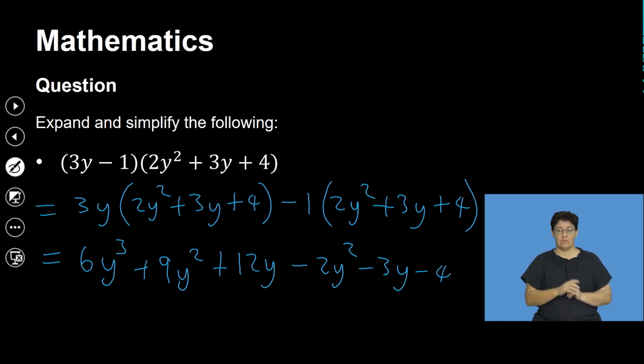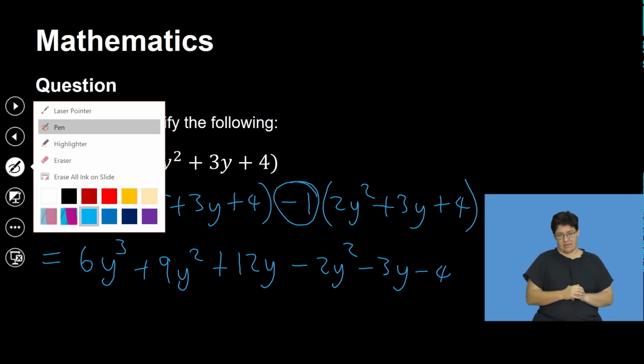Now, it's really important for you to note that this minus 1, although in maths we hardly write a 1, because of the negative, you must please indicate it as -1 and not just a negative, so that when you are multiplying, you then know and you are clear as to what exactly you are multiplying.